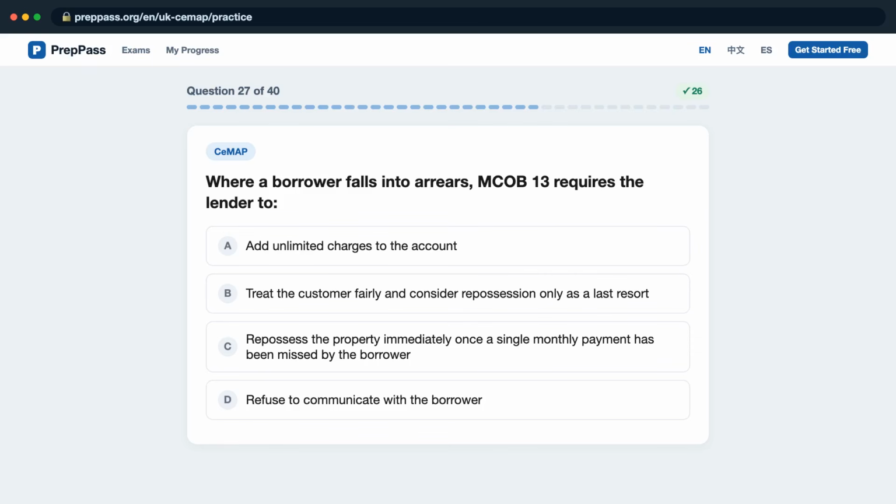Question 27. Where a borrower falls into arrears, MCOB 13 requires the lender to, is it A. Add unlimited charges to the account? B. Treat the customer fairly and consider repossession only as a last resort? C. Repossess the property immediately once a single monthly payment has been missed by the borrower? D. Refuse to communicate with the borrower?